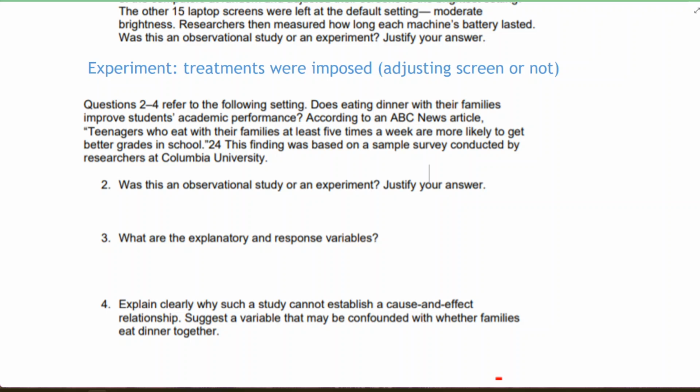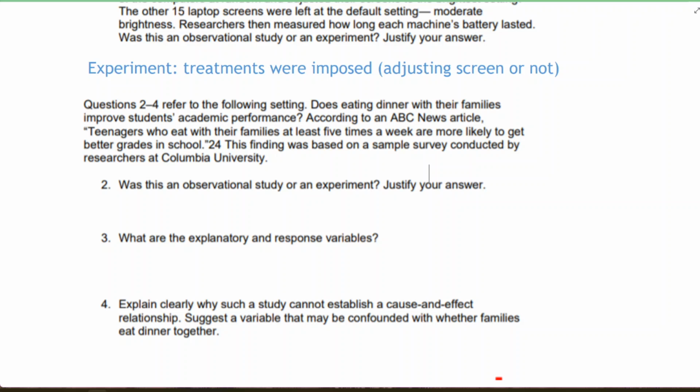How about treatments? Okay, I can see 2 treatments that are implied from this article. Treatment 1 would be teenagers eating at least 5 times a week with their family, and the other treatment would be not eating at least 5 times a week, or eating 4 or fewer times a week with their family. Okay, and then our experimental units, our subjects, are those teenagers.